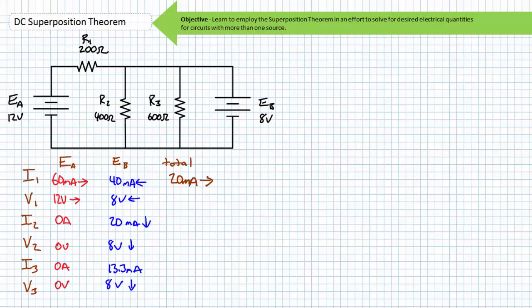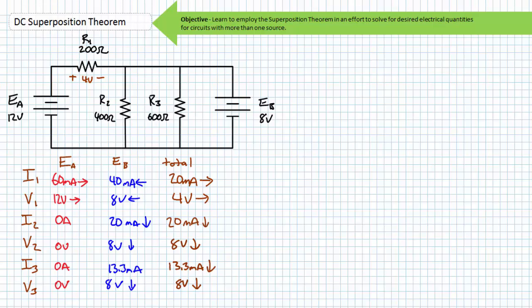I1 as induced by EA is 60 milliamperes of current left to right. I1 as induced by EB is 40 milliamperes of current right to left. The summation of these two currents, as induced by the separate sources accounting for direction, means R1 will ultimately experience 20 milliamperes of current traveling left to right. Ohm's law and the summation of voltage drops induced by independent sources accounting for polarity both dictate that 4 volts will be dropped across R1, positive to negative, left to right.